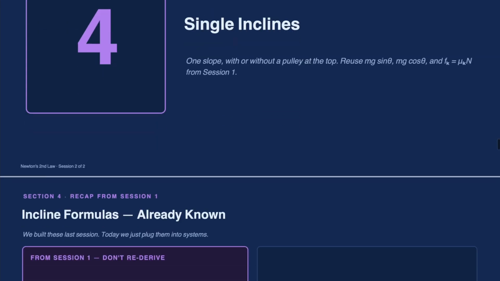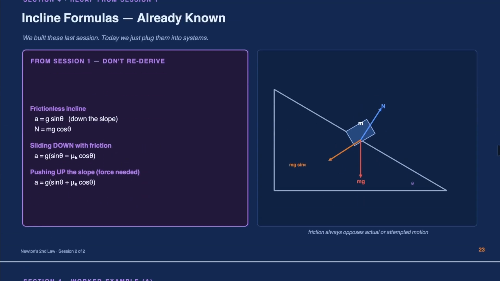Okay? This is just a revision of formulas you should know from the last video. For a frictionless incline, a is just equal to g sine theta, and normal force is mg cosine theta. When you're sliding down with friction, opposite direction, gravity and friction. When you're pushing up the slope, same direction, gravity and friction.